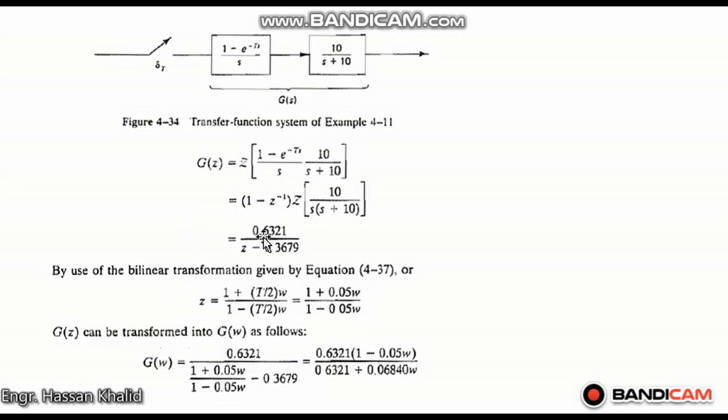Replacing z in the G(z) system with this value, we can easily move into the omega plane, as G(omega) is equal to 0.6321 divided by [(1 plus 0.05 omega) divided by (1 minus 0.05 omega) minus 0.3679], and then we do the simplification.